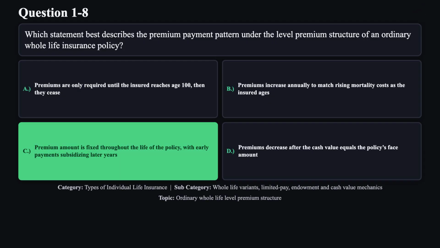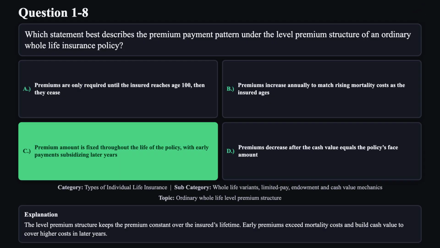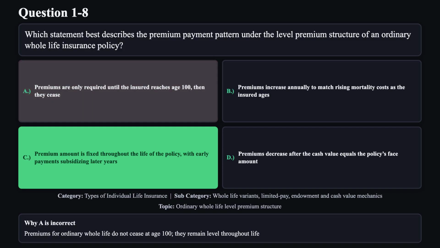The correct answer is C. The level premium structure keeps the premium constant over the insured's lifetime. Early premiums exceed mortality costs and build cash value to cover higher costs in later years. Reason A is not correct. Premiums for ordinary whole life do not cease at age 100. They remain level throughout life.